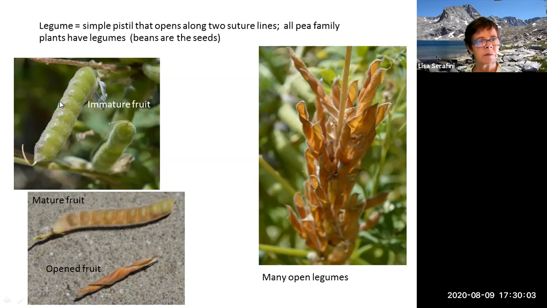The 2 suture lines would be on this side and this side. Here it is maturing, and we have an open fruit, and just what happened there is it twists when it opens. So these are all open fruits. They opened on 2 suture lines.